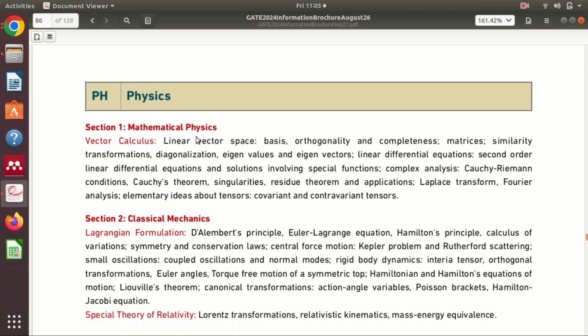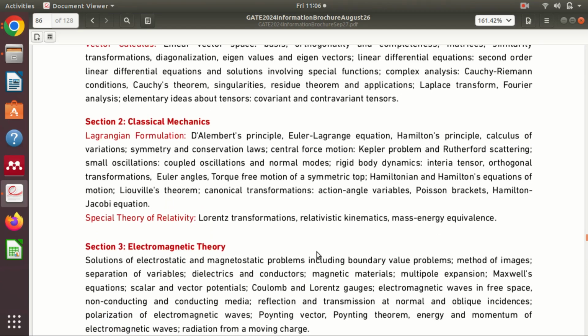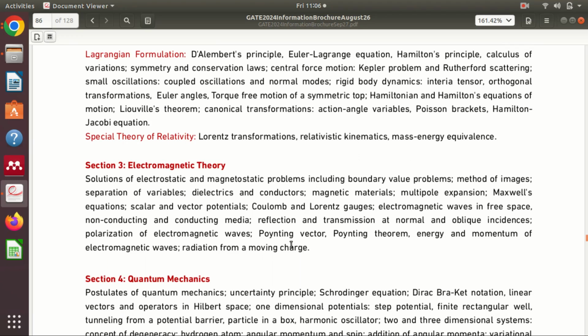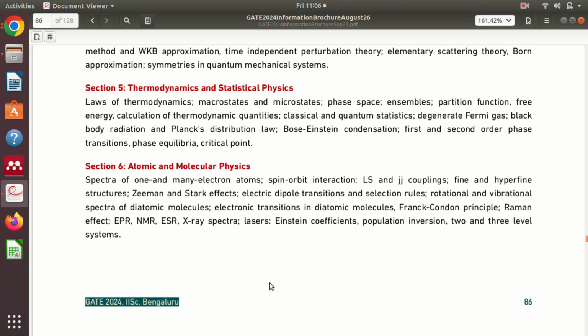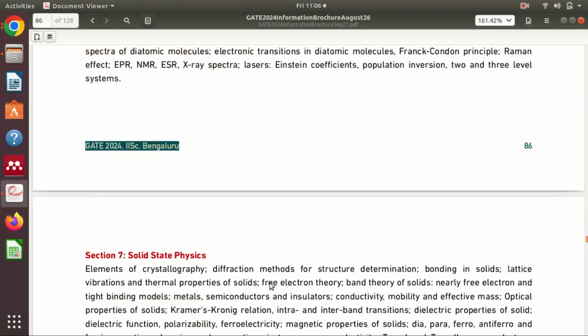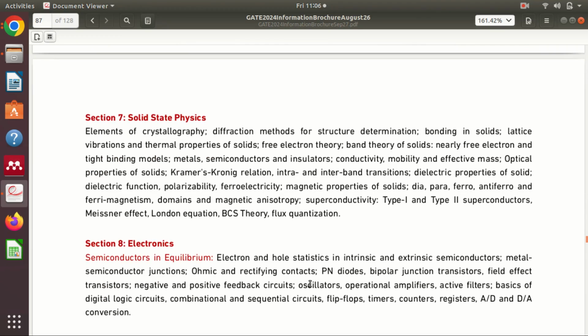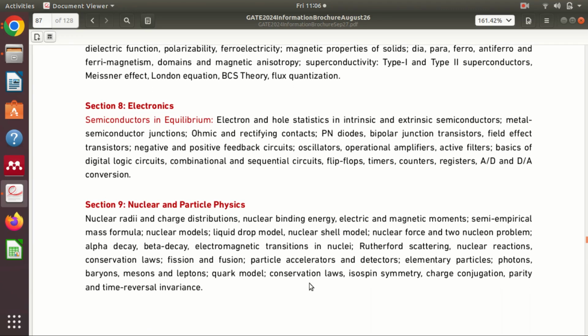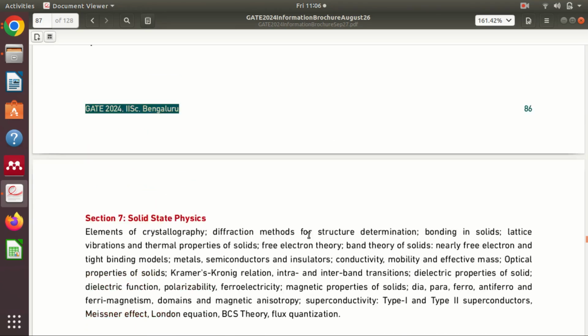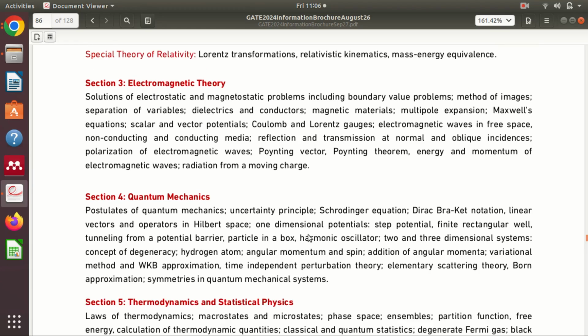So here it is, the physics syllabus. So we have mathematical physics, classical mechanics, classical electromagnetic theory or electrodynamics, quantum mechanics, thermodynamics and statistical mechanics, atomic and molecular physics. Then we have solid state physics, electronics and nuclear and particle physics. These 9 papers or 9 sections we have for physics, and this detail you can see in this brochure.